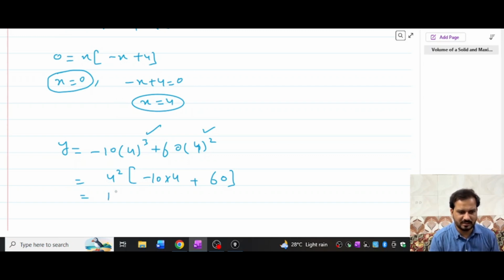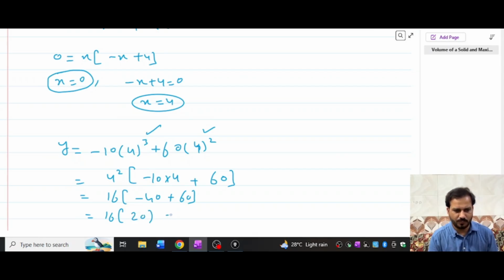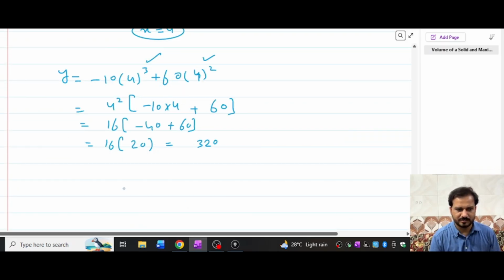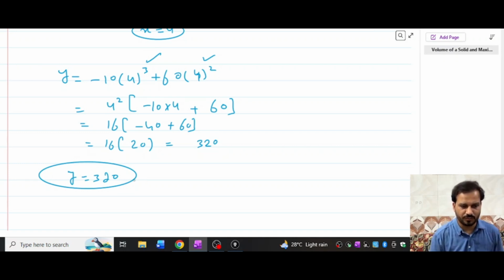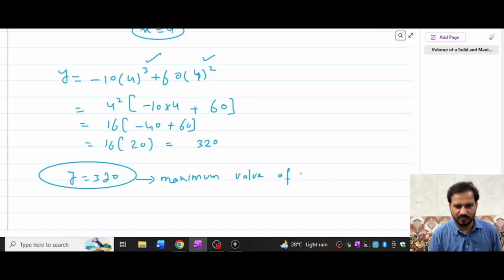4 square is 16 into negative 40 plus 60. 60 minus 40 is what? Only 20. Now the product of 16 and 20 is 320. This is the value of y, which is 320. This is the maximum value of y when x is equal to 4.